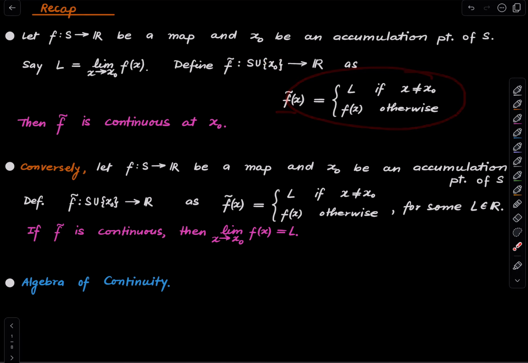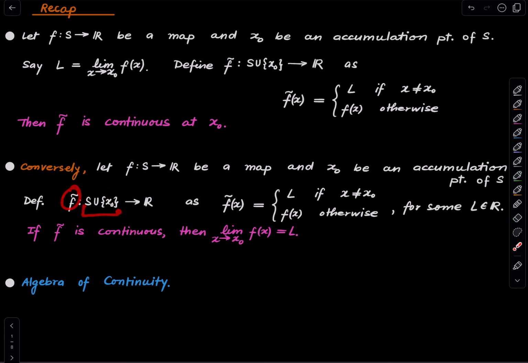So we did this, and it turns out that f tilde will be continuous at the point x0. Conversely, I did not prove the converse, but I hinted at it. I said it in words. Conversely, suppose we have a function on a set of real numbers S, and suppose x0 is an accumulation point of S. And suppose we define f tilde over this possibly extended domain. If x0 is already in S, then it is not extended. But if x0 is not in S, then this is bigger than S.